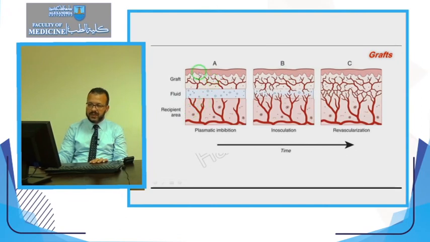So this is about the physiology of how this graft will get its blood supply from the recipient site. First of all, when the graft is applied, the recipient site has to be vascular, like we said, in order to supply this newcomer with blood. In the first 48 hours, the graft gets nutrients by plasmatic imbibition, or in other words, absorption of nutrients from plasma from the recipient site to the graft.